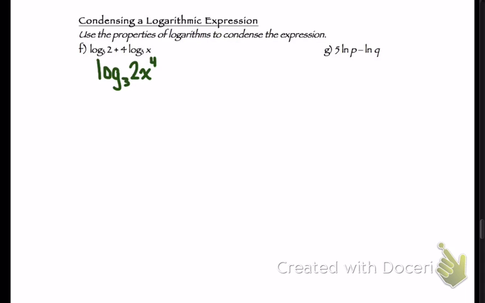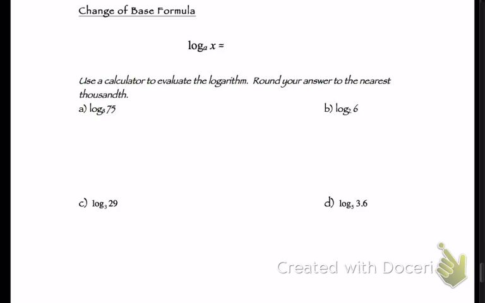Letter G. Again, I noticed this 5 had to come from an exponent. I know this minus sign had to come from division. So if I condense that into a single natural log, I would take the natural log of p to the 5th, and I would divide that by q, and bada bing, bada boom, that would be finished. Okay. Last thing, condensing, I thought that was pretty easy. I'll give you some more practice with that in class.